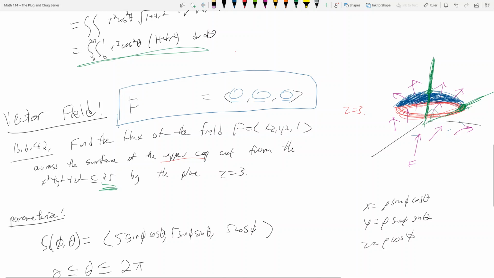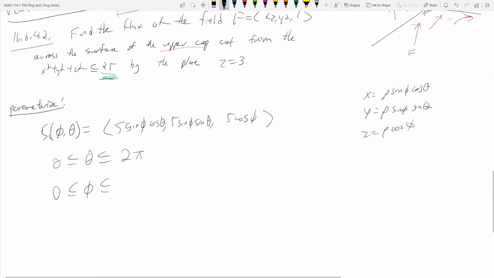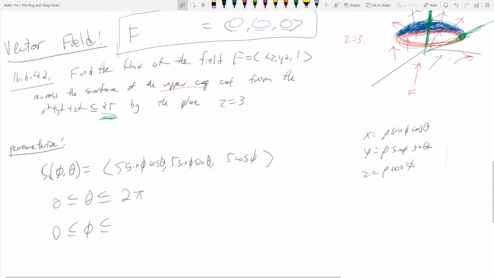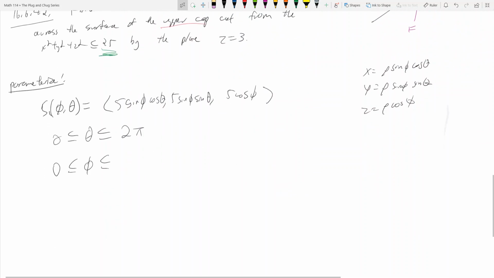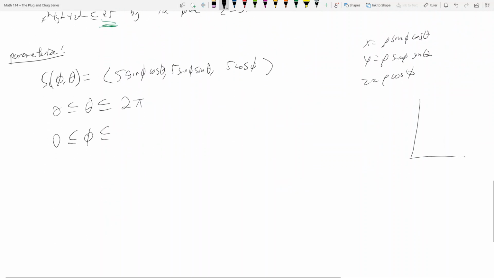And so what is this angle here? For this problem, it doesn't seem too nice. So let's draw the cross section in the zy plane, because that's all we have to do to look at phi. Here's y and here's z, and phi up here. Here's my cap, and I'm cut off by this line, the plane z equals 3. That means this distance here is 3.